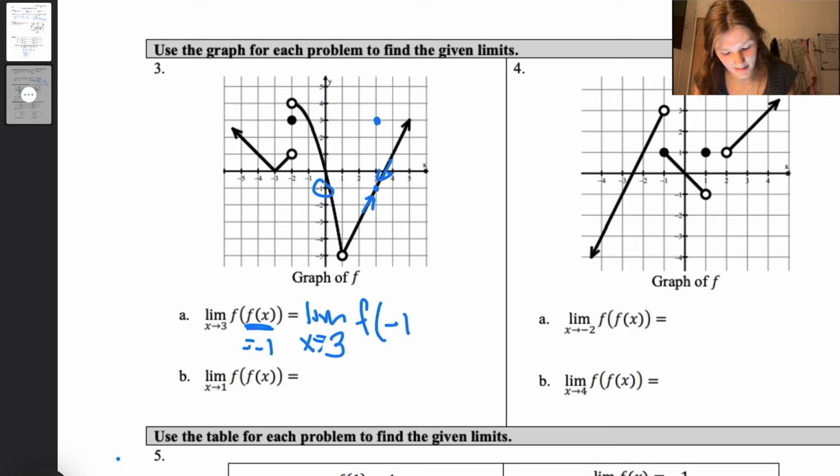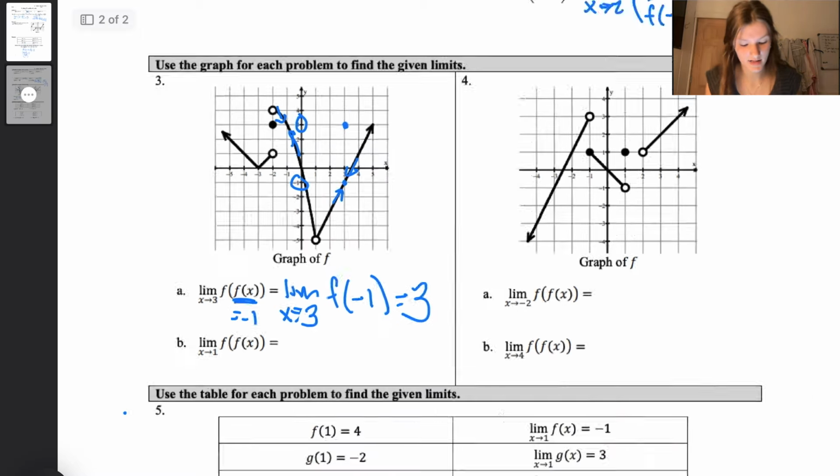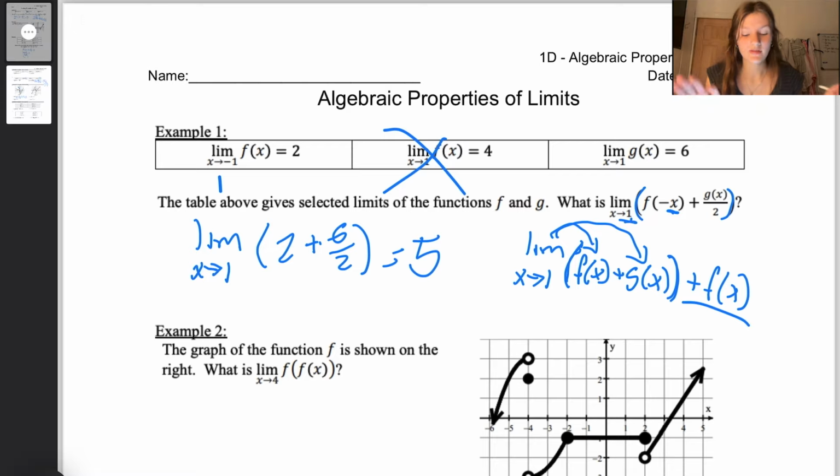So we're plugging that in here. And then we find this limit again as x approaches negative 1. So we go negative 1 from here, negative 1 from here. The limit is 3. Boom. Now you guys know that. Algebraic properties of limits, done.